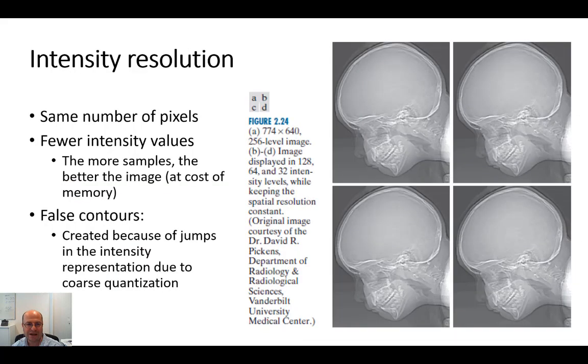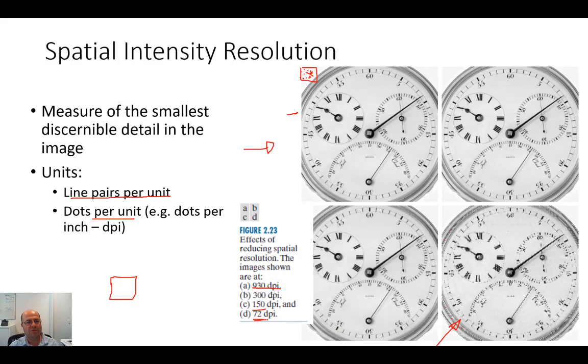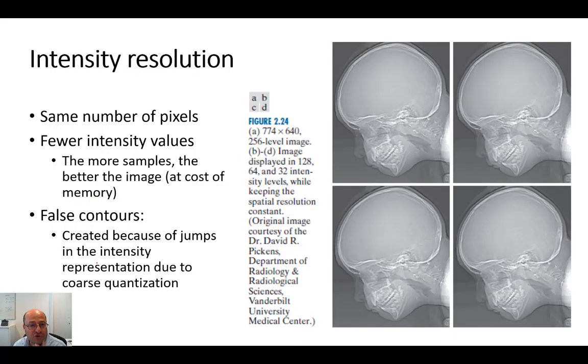In parallel to the spatial intensity, which is the way you discretize your image in space, and if you don't remember that, go back to the previous lecture, we also have intensity resolution. This is the number of intensity levels that I have available to represent an image.